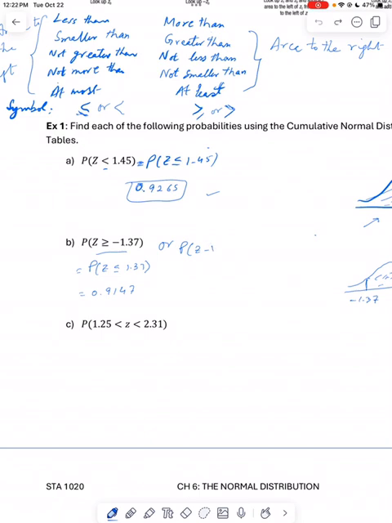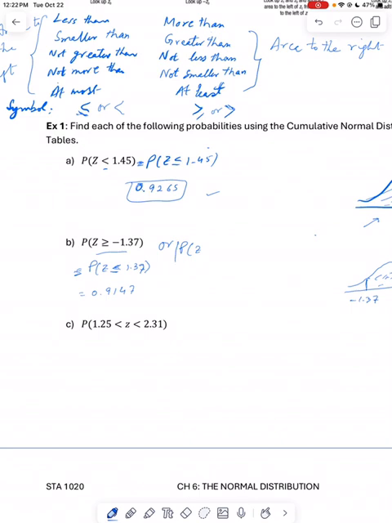Or, notice here that we can do this. We can say the probability that z is greater than or equal to negative 1.37 is the same as the probability that z is less than 1.37. That's what I was saying, that we can look at the opposite one. So we will just have to look up 1.37 in the table, and that gives us our answer.